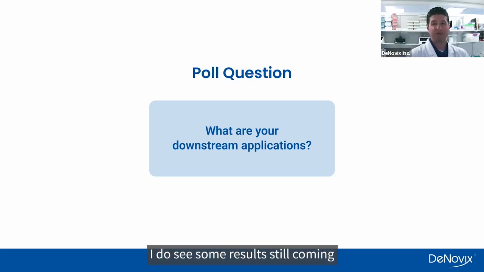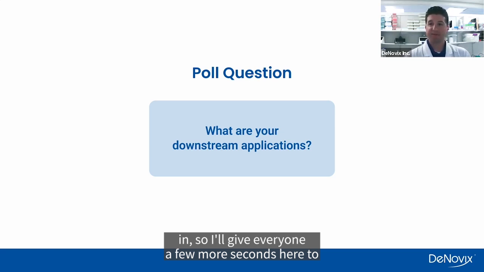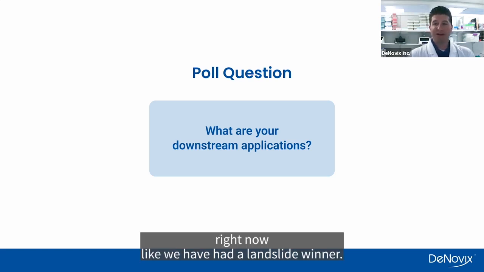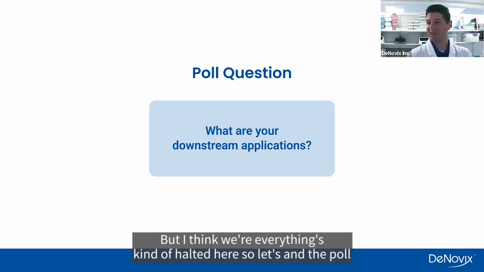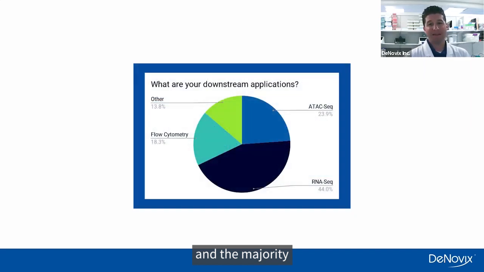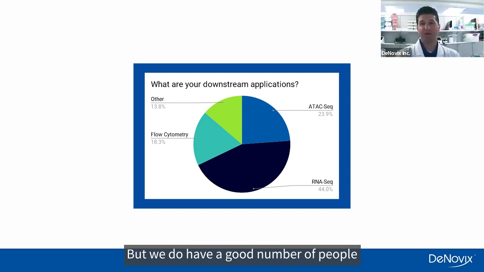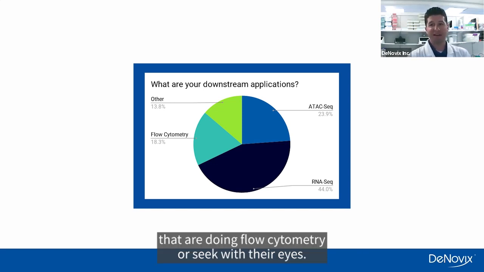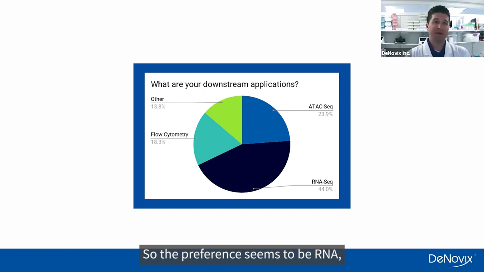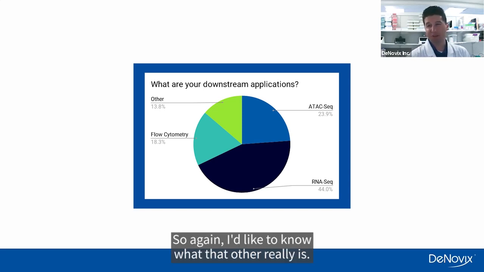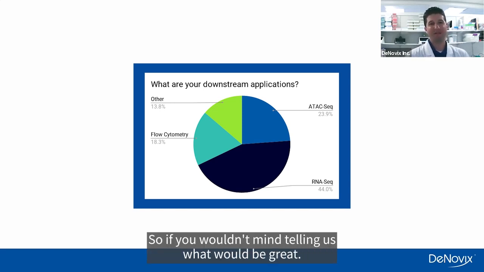I do see some results still coming in, so I'll give everyone a few more seconds here to answer. But it looks right now like we have a landslide winner. I'll reveal in a minute, but I think everything's kind of halted here. So let's end the poll. The majority of you seem to be doing RNA sequencing, but we do have a good number of people doing flow cytometry or ATAC-seq with their isolated nuclei. So the preference seems to be RNA, but we have some other representation here as well, and a little bit of other. So again, I'd like to know what that other really is. If you wouldn't mind telling us, it would be great.